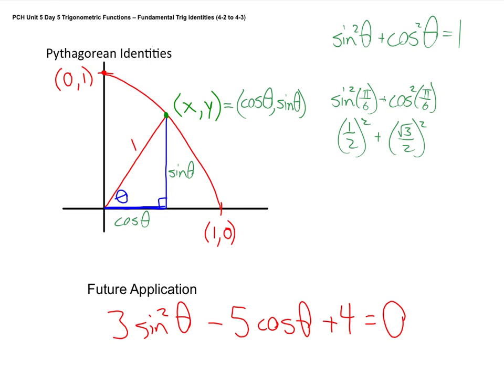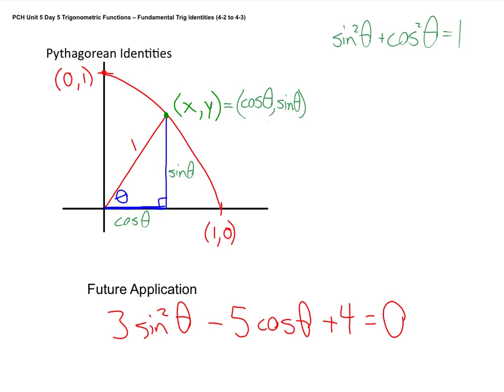So what's a half squared? 1/4. Good. What's root 3 over 2 squared? 3 over 4. What's 1/4 plus 3/4? 1. It works. Now it works for that one. What we did actually proves that it works no matter what the angle is. But I just wanted to illustrate it with something that we knew from our unit circle.